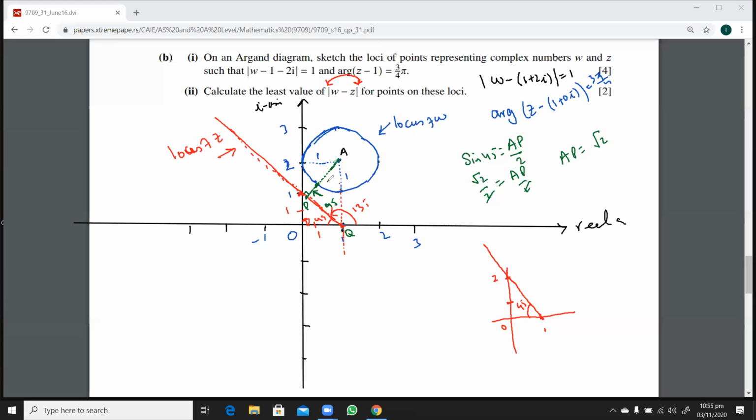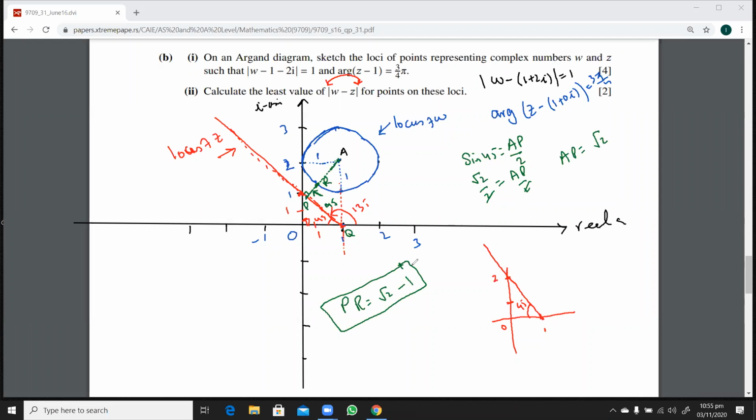So if I keep this point as R over here, what is the distance PR? Under root 2 minus 1. Yes, this should be the answer. Under root 2 minus 1.